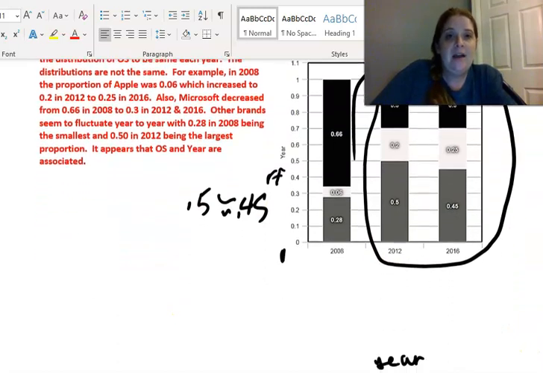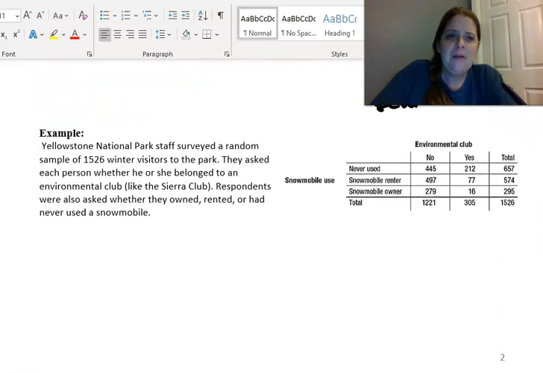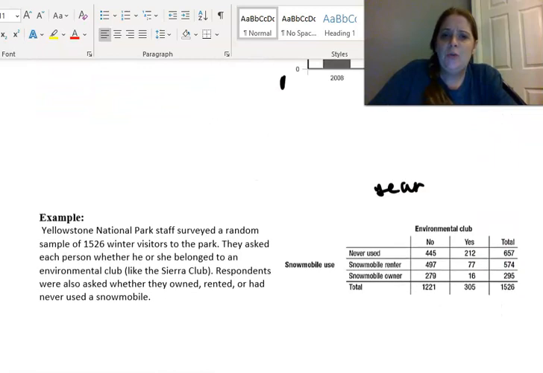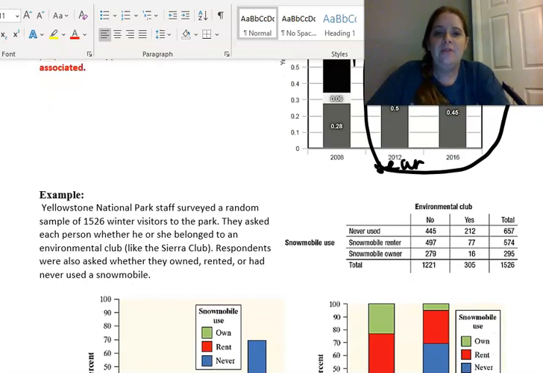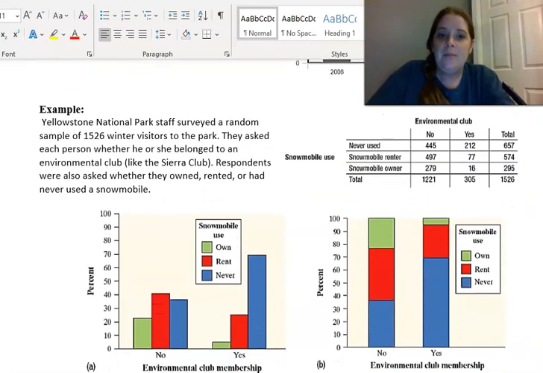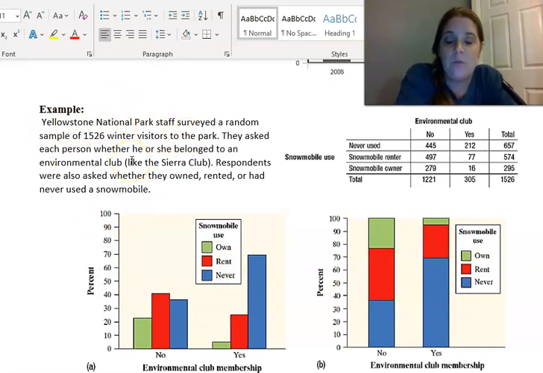Okay, one other thing that pops up with these: there is an issue with always using percentages instead of raw numbers, and we do lose a little bit of information. I have a graph here, and here's our lovely segmented bar chart. Here's a comparative bar chart, and this problem says Yellowstone National Park surveyed a random sample of 1,526 winter visitors to the park, and they asked each person whether he or she belonged to an environmental club like the Sierra Club. Respondents were also asked whether they owned, rented, or had never used a snowmobile.